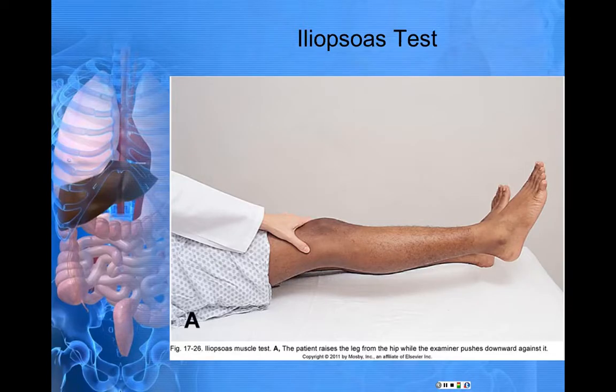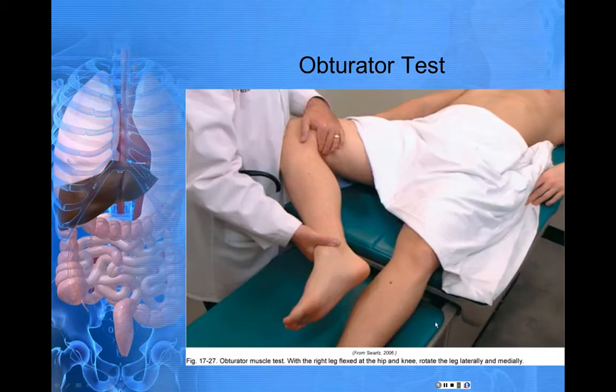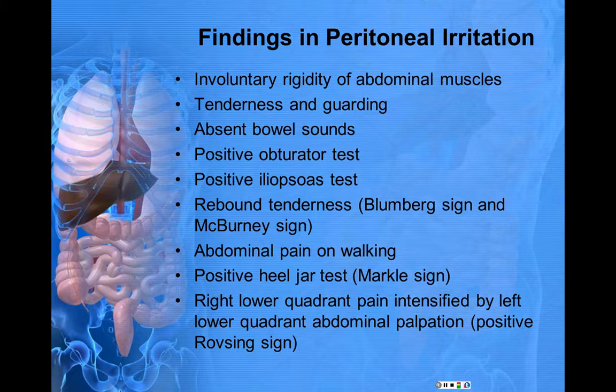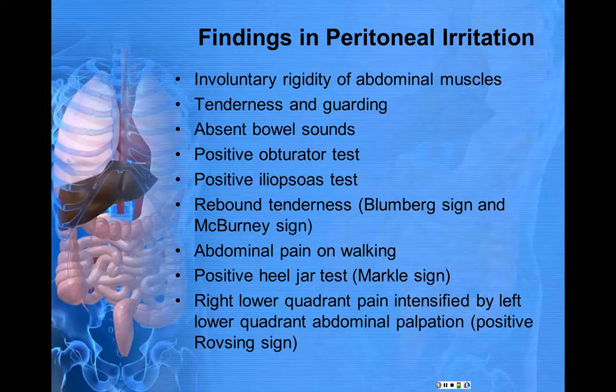Here's a picture of the iliopsoas muscle test. The patient is raising the leg from the hip while the examiner pushes down against the leg. This should cause pain in someone with appendicitis or peritoneal irritation. The obturator test, again, you're going to flex the leg at the hip and knee and rotate laterally and medially. This is the obturator test. And that stretching of that muscle will cause pain in peritoneal irritation.